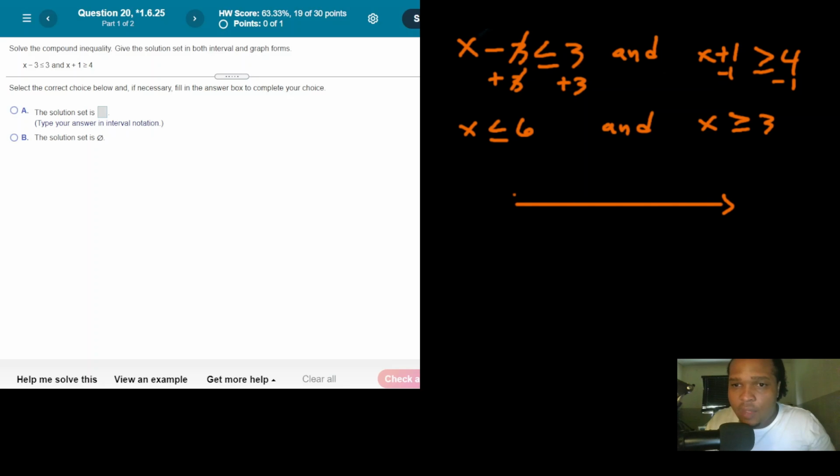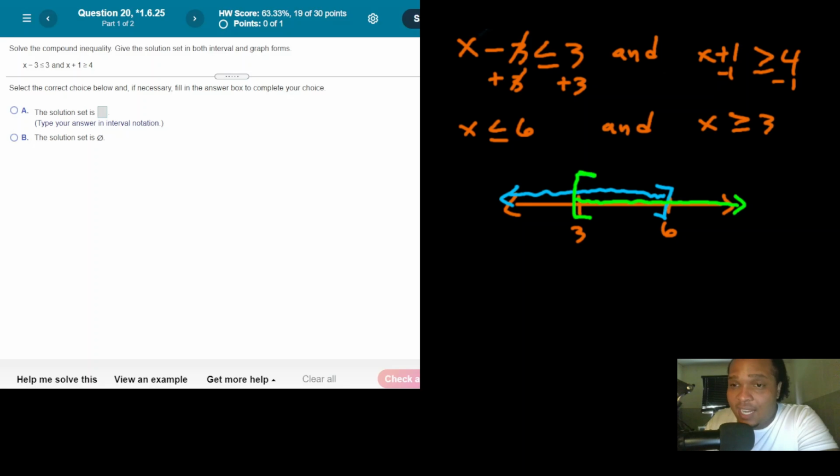Start by making your graph. We always go to the graph. Put your key players down. 3 and 6. Let's read this one at a time and just shade according to what we see. So x is less than or equal to 6. So we have a bracket, and less than is going in that direction. Always. Next, we have x is greater than or equal to 3. So we're going to have another bracket. And it's greater than, so it shoots in that direction.